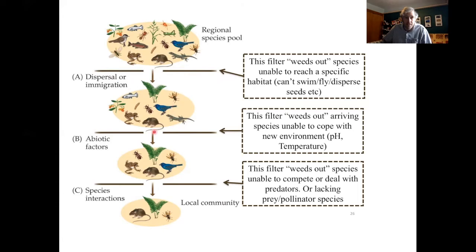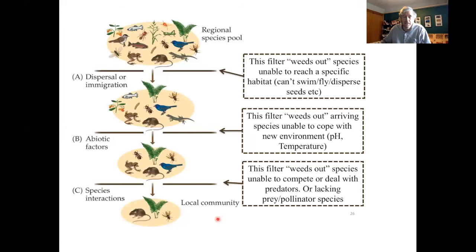After they've made it to the island, then they have to pass through the abiotic filter. And this one weeds out arriving species unable to cope with the new environment through pH, temperature, things like that. After they've passed through the abiotic filter, then they have to pass through the biotic filter. And this filter weeds out species unable to compete or deal with predators, or species that are lacking their prey or pollinator species. So this particular concept is very applicable to the theory of island biogeography, and also very applicable to us understanding the biological components of species that are associated with their abilities to colonize.